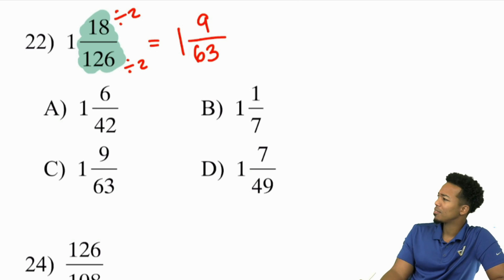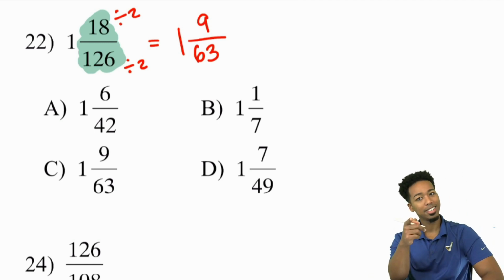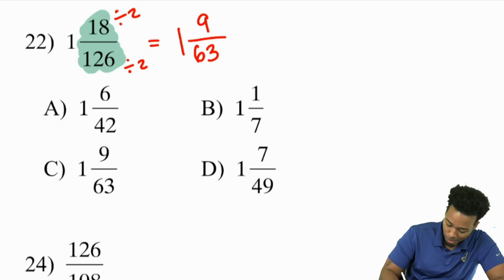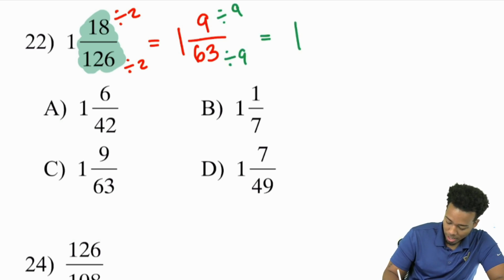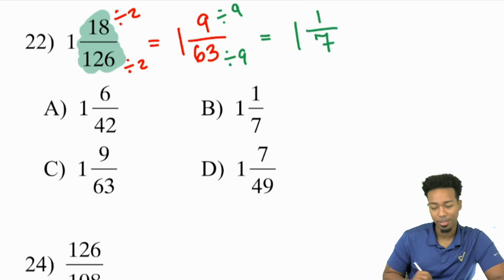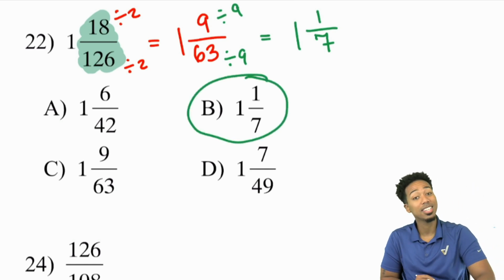Next up, we have 9 over 63. Well, what are 9 and 63 both divisible by? What are their common factors? Well, can 9 go into 63? It can, because 9 times 7 is 63. And what I'll do over here is this, my party people. Divide this by 9, and divide this by 9. And this ends up becoming 1. 9 divided by 9 is 1. 63 divided by 9 is 7. And there we have it. 1 and 1/7 would be the answer.